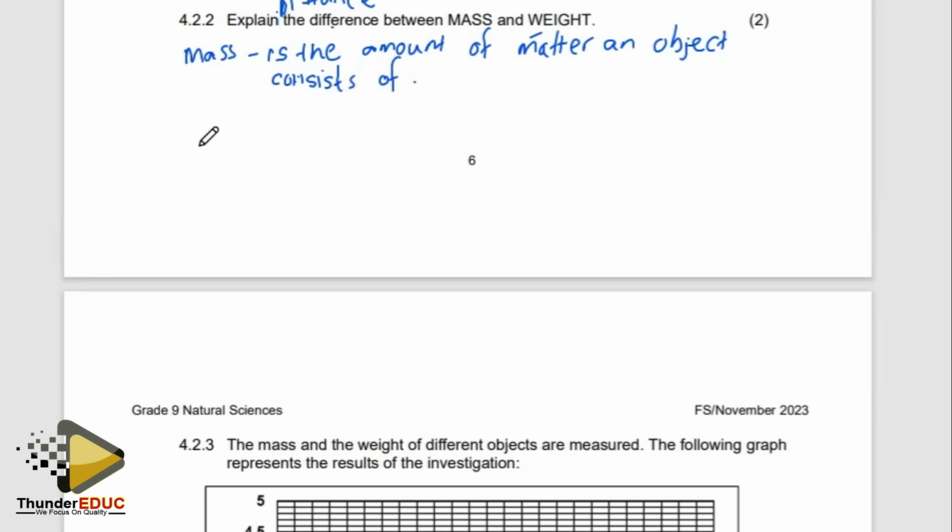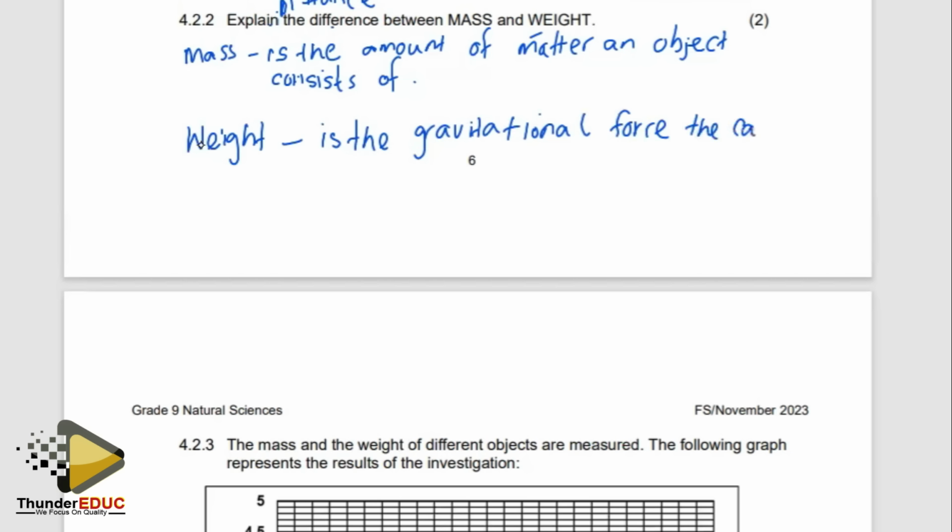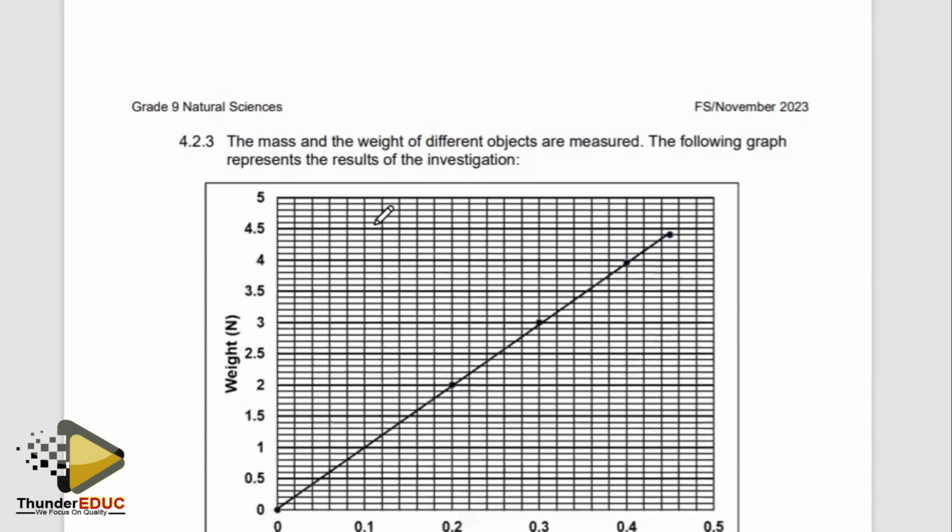Then we move on to weight. Weight is the gravitational force the Earth exerts on an object. That's it. You are done. Now let's move on to 4.23.